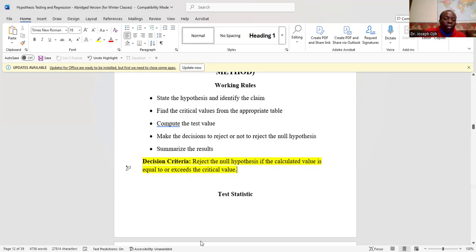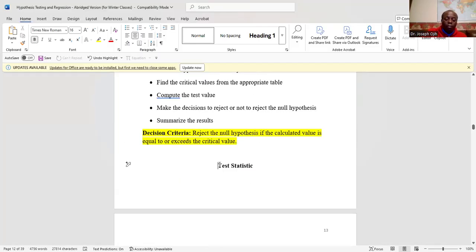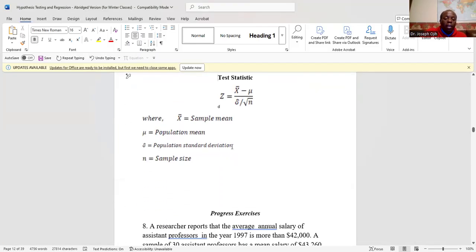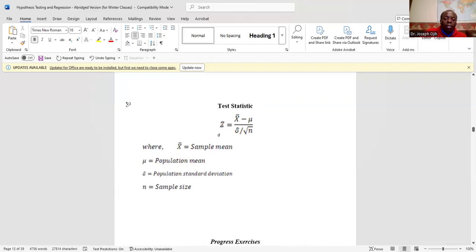And then the test statistic we'll be using is this formula here. I'm sure you are familiar with it: Z equals X bar minus mu, divided by the standard deviation over the square root of n. But we'll be using Excel, so you should practice how to do this with the formula. Where X bar is the sample mean, mu is the population mean, sigma is the population standard deviation, and n is the sample size.